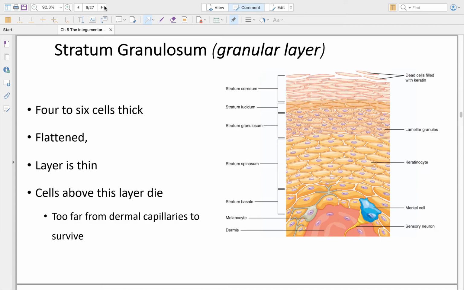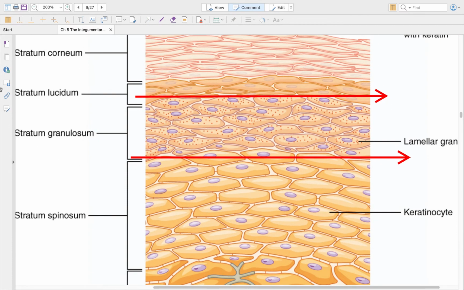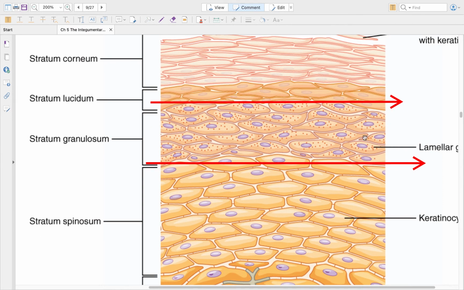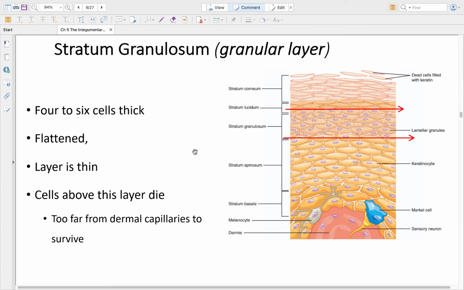Okay, the stratum granulosum layer. Stratum granulosum, really straightforward. It's about 4 to 5 to 6 cells thick. And the reason why it's called granulosum is because if you zoom in, and take a look at these cells they have little granules inside of the cells, thus giving it its name, granulosum. All of these are flattened squamous cells.